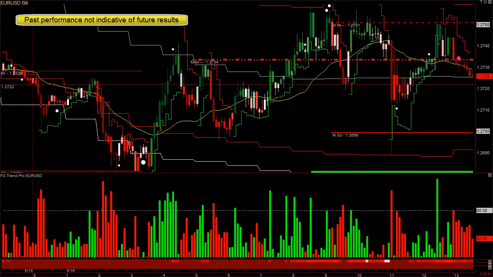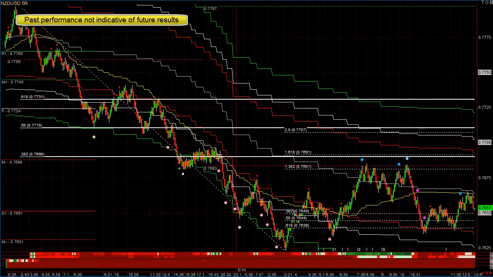You're kind of ignoring the signals on all the other charts that you're not looking at the moment. And that way you're always focusing on the highest odds currencies.